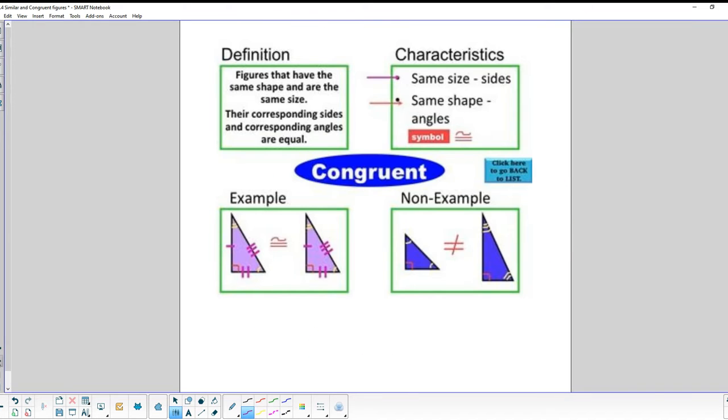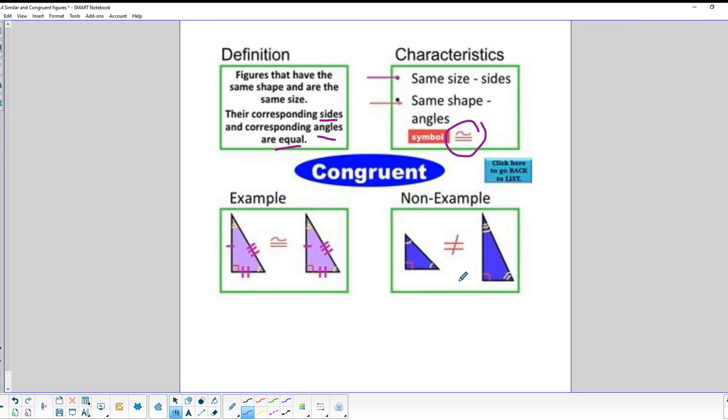Today we're going to be talking about similar versus congruent. So figures that have the same shape and are the same size are considered to be congruent. Their corresponding sides and corresponding angles are all equal. All right, so that's congruent. They have the same size sides, same shape, and the same angles. So here's a symbol that means congruent. So this triangle is congruent with this triangle. You have an equal sign with a little squiggly line above it.